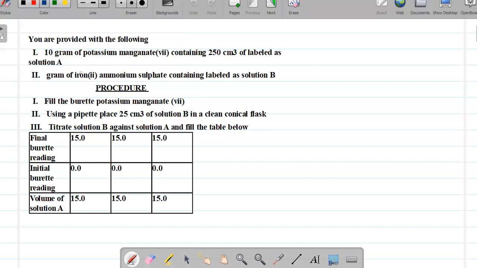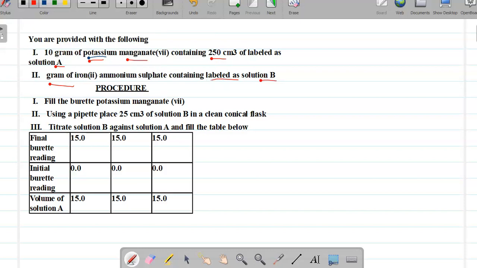This is phase 3. The question says: you are provided with 10 gram of potassium manganate 7 containing 250 centimeter cubic of solution, labeled as solution A. For the other solution, we don't have anything. Iron 2 ammonium sulfate is labeled as solution B. We don't have mass, we don't have volume.